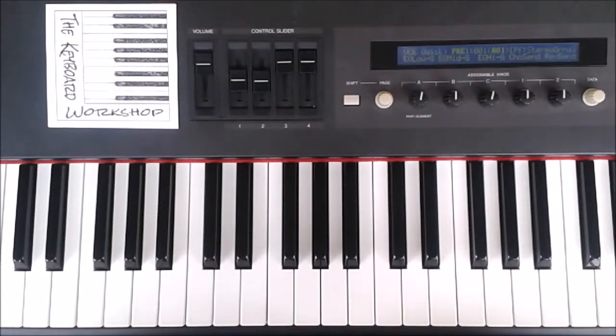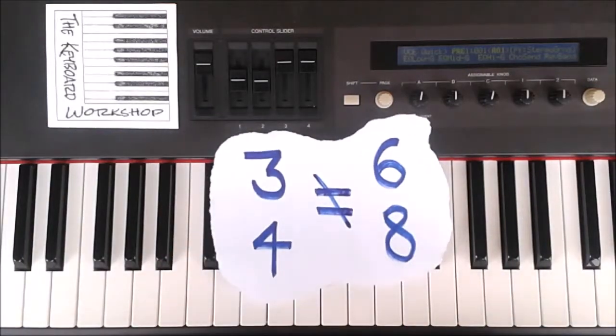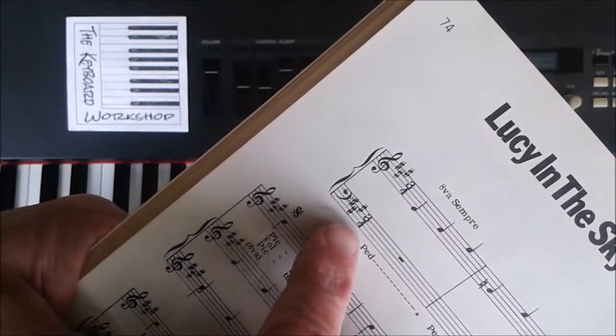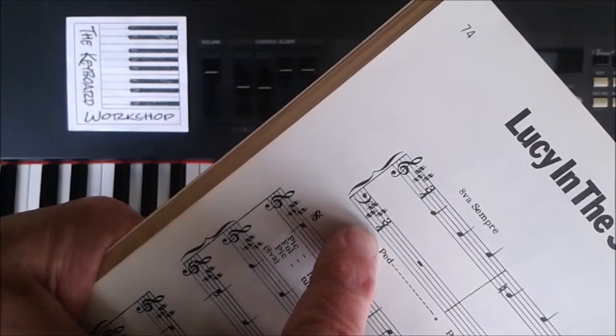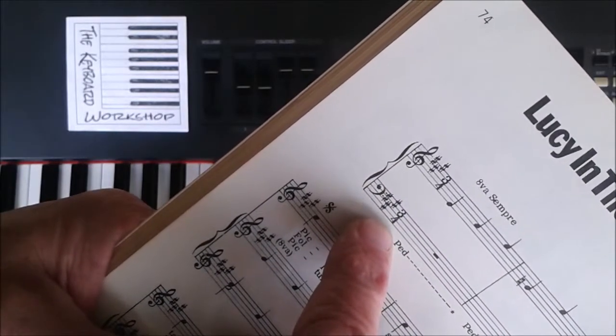Hi, today on the keyboard workshop it's time signatures again, and I'm going to try and answer that famous old question, why is 3/4 different from 6/8? So this is where you'll find the time signature. It's right at the beginning of a piece of music, and in this case it's in 3/4 or waltz time.